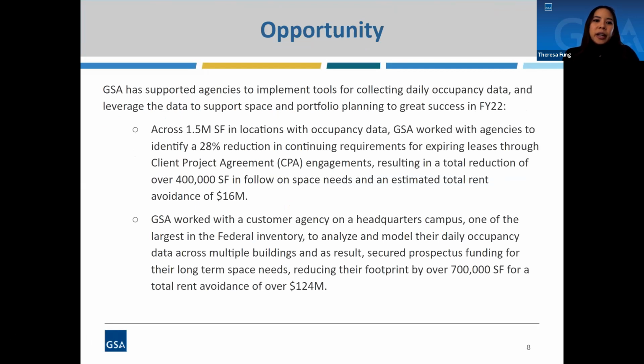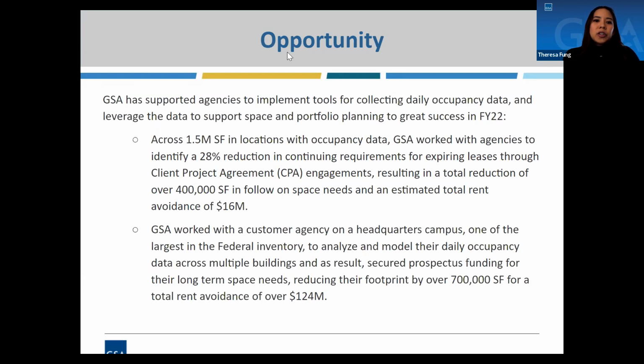Since collecting this occupancy data and starting our partnership with other agencies on making sense of it and finding those best opportunities to right-size where their agencies are going to get the most bang for their buck, we started looking at the leased inventory. So in FY22, across 1.5 million square feet of leases, where we had occupancy data, where the lease is expiring, and where we're having these client project agreement discussions with our customers on what their long-term needs are once their existing lease expires, we were able to work with our agencies to identify a 28% reduction on average across those requirements. And that equates to a total reduction of about 400,000 square feet.